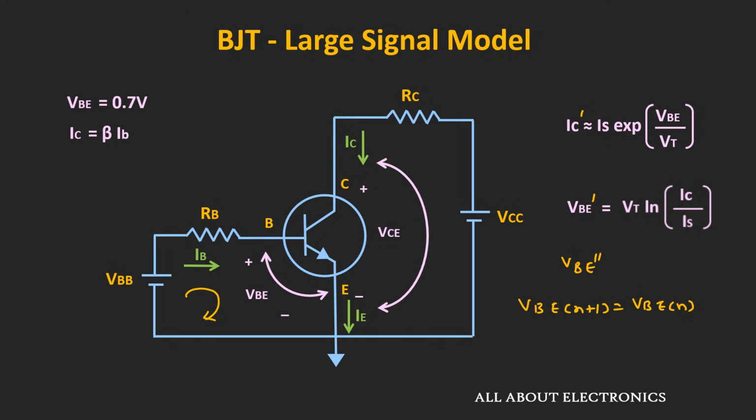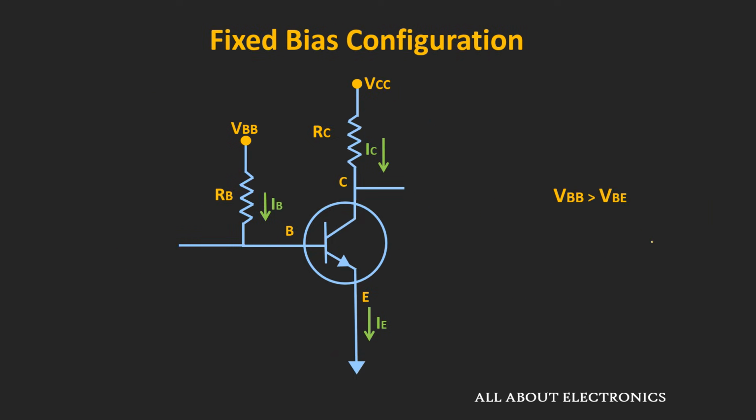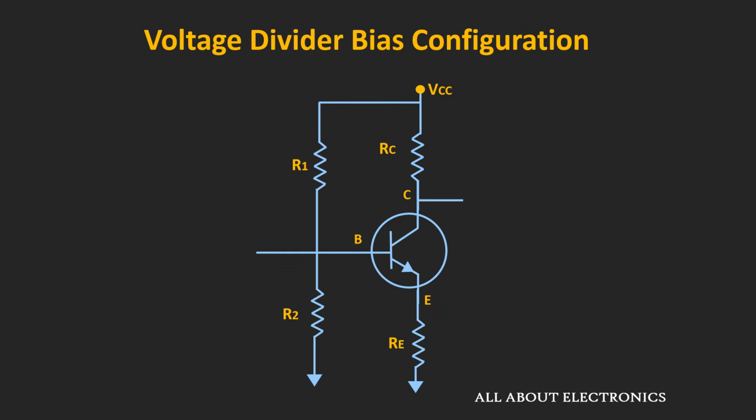But if we follow certain criteria, then many times using this approximation, we can get the operating point which is close to the actual value. For example, in the fixed bias configuration, if the voltage VBB is much greater than voltage VBE and this base resistor RB is very high, then the base current and effectively the collector current is almost insensitive to the value of VBE. So in this way, by following certain criteria and using the approximation, we can get rid of the nonlinear equations. But as we had seen in the earlier videos, this fixed bias configuration is very sensitive to the value of beta.